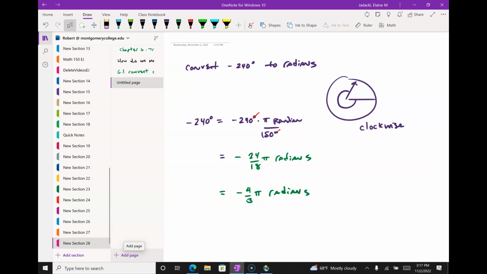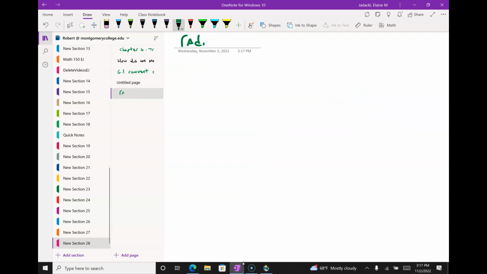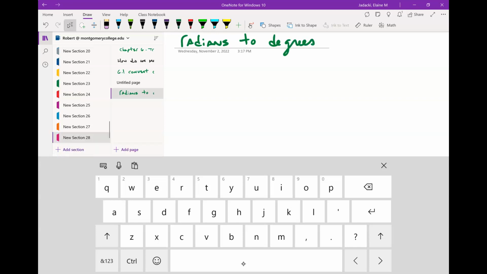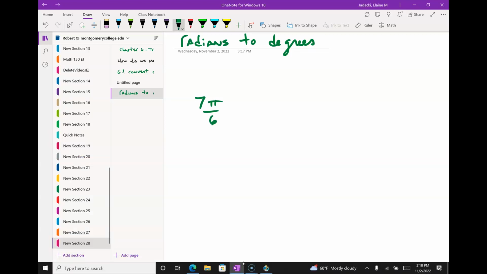Let's convert radians to degrees. So, for example, 7 pi over 6. Again, if I don't say radians, it's automatically radians. I don't have to have the word radians in there. If it's not in degrees, it's in radians. I want you to be able to draw these pictures. What I'm thinking of is what's called the reference angle.